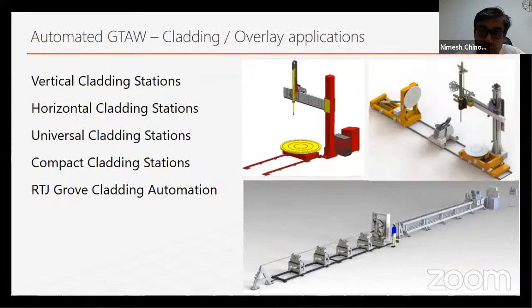Then there is a different welding process for overlay. Weld overlays, when we talk about vertical cladding station, horizontal cladding stations, this is a vertical cladding station used for cladding of walls, pipes, flanges on the ID and on the face. You could have a horizontal station to do pipes, ID cladding. And these are the universal cladding stations which can flip around and become a vertical or a horizontal station independently.